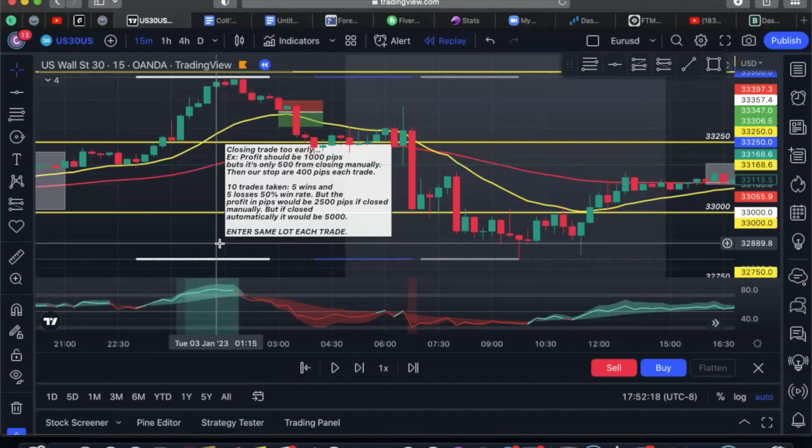But you kind of want to keep the same lot size each trade, because if you enter like a 50 lot here and it's the same lot size, or let's say you have a 50 lot and your stop loss one time is 1,000 pips, then another time it's 1,500 pips.